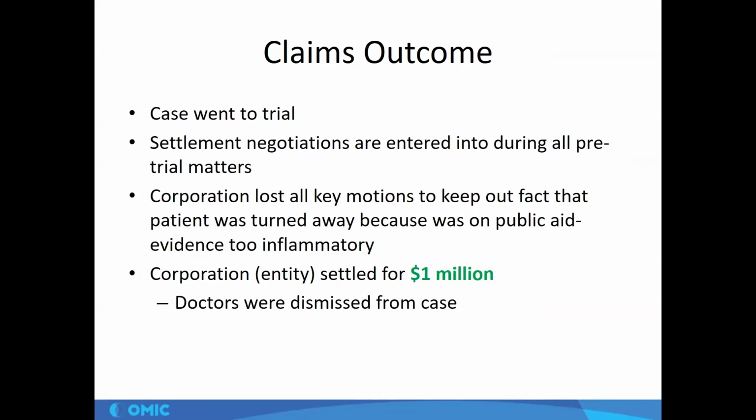It turned out the doctor who was on call for the emergency room that Sunday was an associate of the practice who did see patients on public aid or Medicaid. But the owner of the practice, who was there the next day, who was not informed the child would be coming in, did not accept Medicaid patients, and that's where the problem arose. So in this case, the corporation, the entity, settled for $1 million, and the doctors were dismissed from the case.